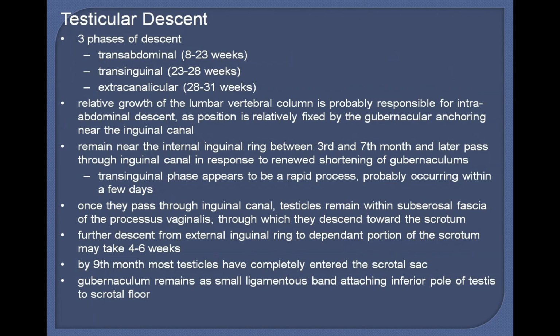descend towards the scrotum. Further descent once outside the external inguinal ring, that is extracanalicular, to the dependent portion may take around 4 to 6 weeks. By 9 months, almost both the testicles have completely entered the scrotal sac. The gubernaculum will remain a small ligamentous band attaching the inferior pole of the testis to the scrotal fold. Briefly, the genetic mechanism is also described in the next slides.